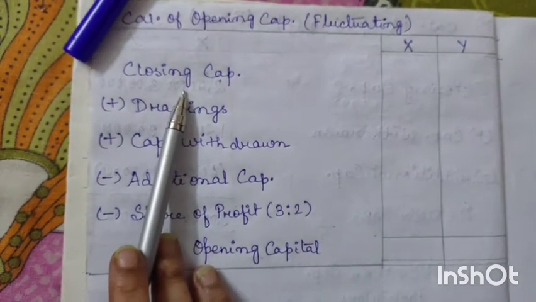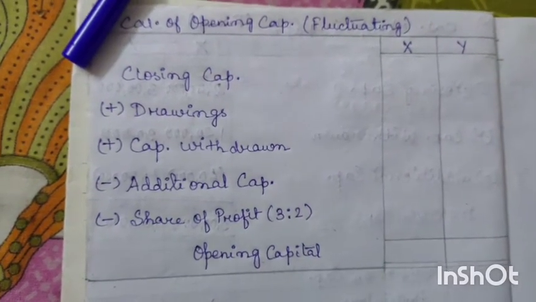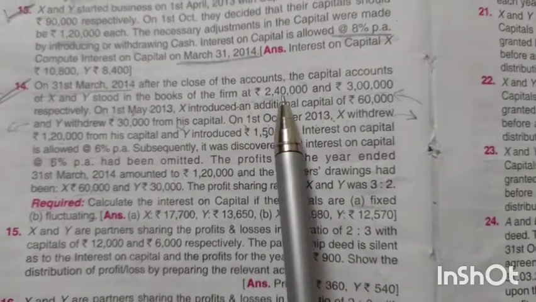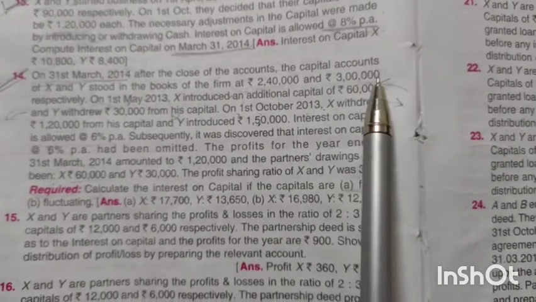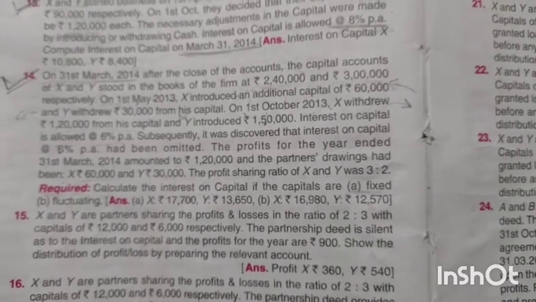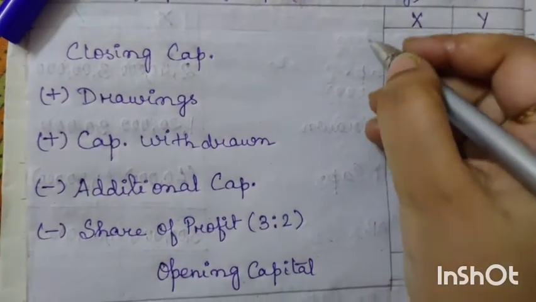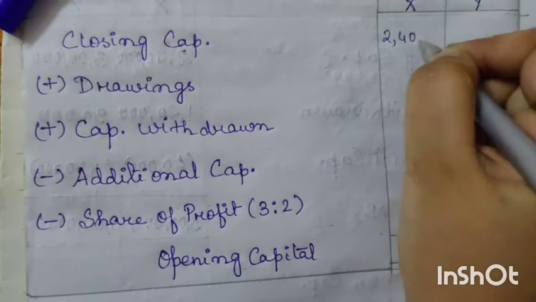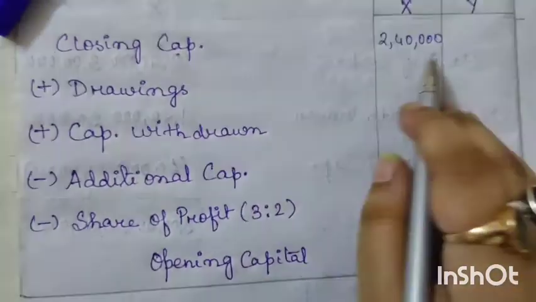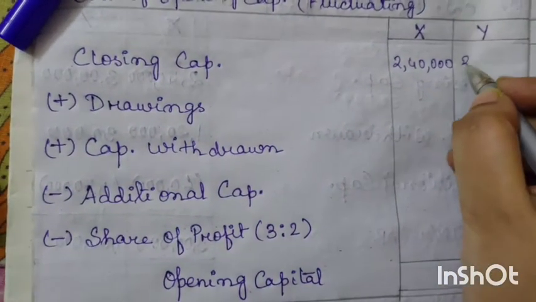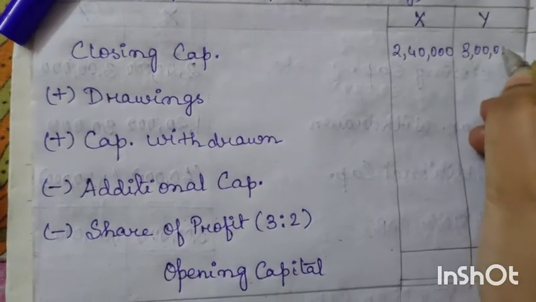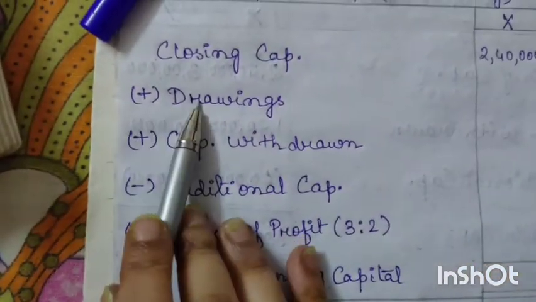Now what is the closing capital? We know the closing capital. In case of X it is 2,40,000 and in case of Y it is 3 lakh. So we will write here, in case of X it is 2,40,000 and in case of Y it is 3 lakhs. Now comes add drawings.